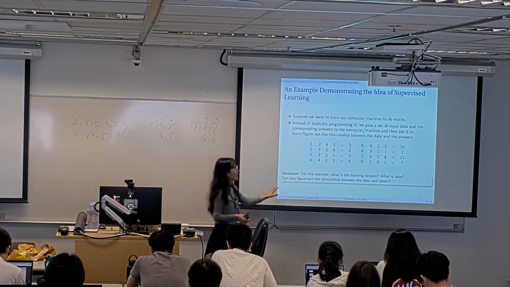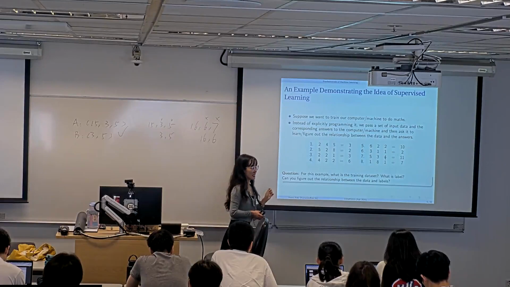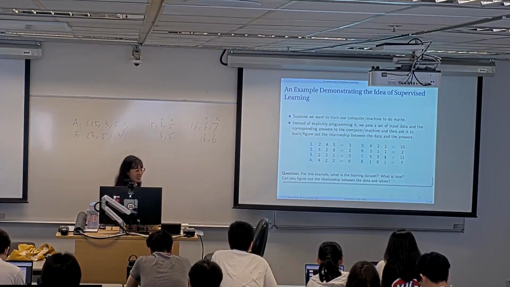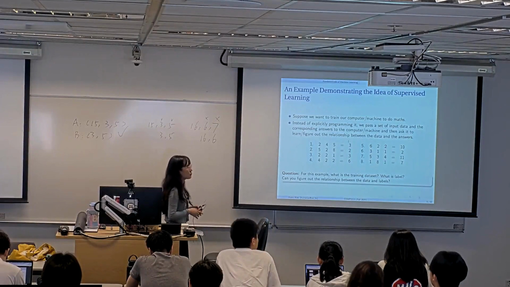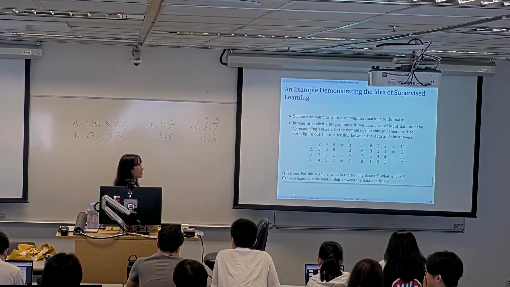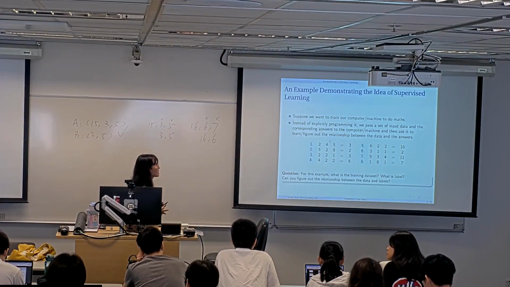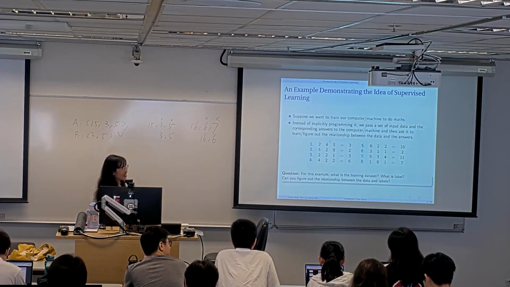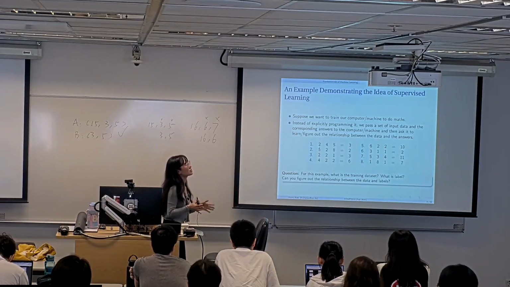Then can you figure out the relationship between the data and the labels? Times and then minus. Yes, correct. Very good. You performed this supervised learning very well. Given some supervision, you already figured out the relation. Excellent, like a supervised learning model. So this is just an example to illustrate what supervised learning is.